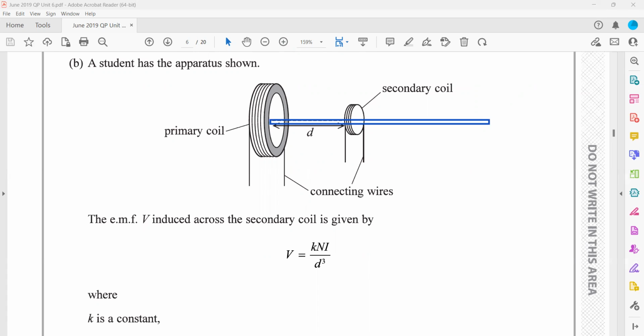And another: when we are measuring a distance and we plot a graph for 1 over d cube, the percentage uncertainty will be 3 times, because there is a power of 3. So there will be a higher percentage uncertainty in the value of d and d cube, 1 over d cube.